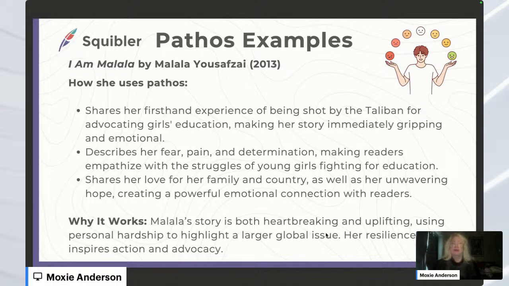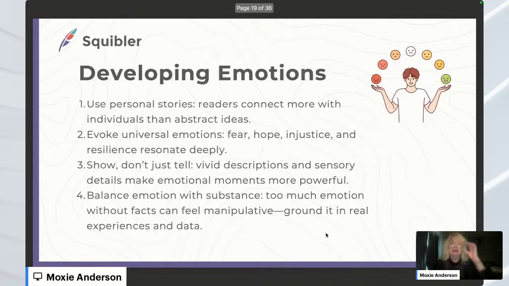Why does her story work with pathos? It's both heartbreaking and uplifting, and it uses personal hardship to highlight a larger global issue. So her resilience also inspires action and advocacy. So, to develop emotions, there are some tips for you. Use personal stories. Readers connect more with individuals than with just abstract ideas. They can put a name to a concept and a face to a concept. They can also evoke universal emotions. So, work with things like fear and hope and injustice. These resonate deeply with your readers.